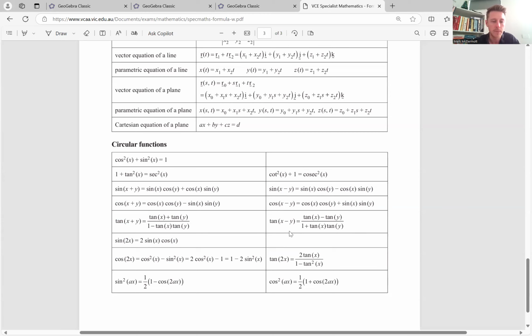You do not need to remember them. But hypothetically, you should be able to derive them. So you should hopefully understand where they come from. The other thing I'll just point out is the Pythagorean identity, the foundation for a lot of this, is just there. Cos squared x plus sine squared x equals 1.